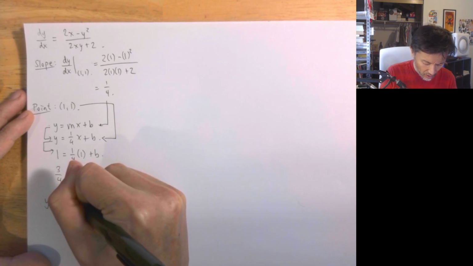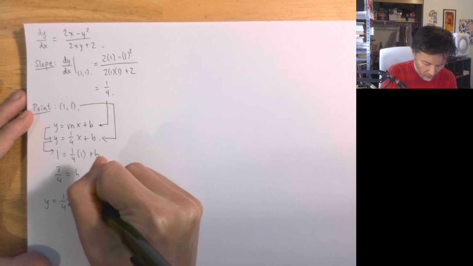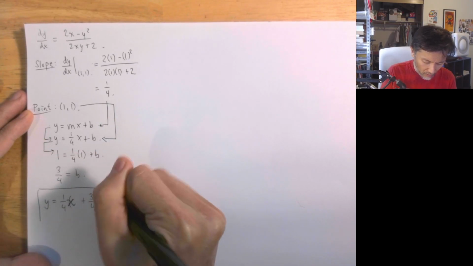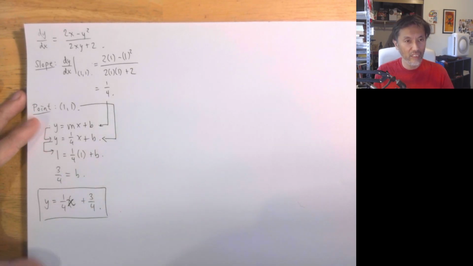x plus 3/4. That's my y equals mx plus b thing. Just ignore that. It didn't happen, okay?